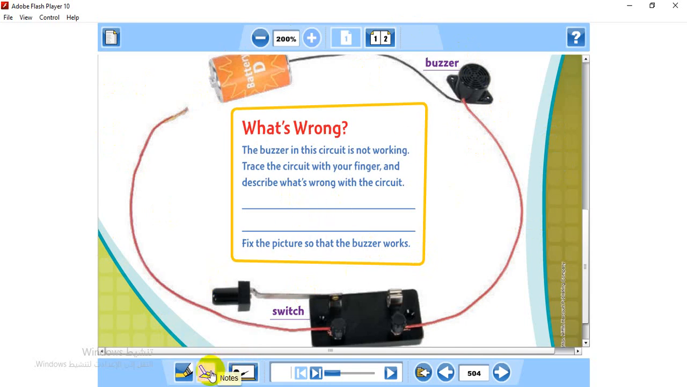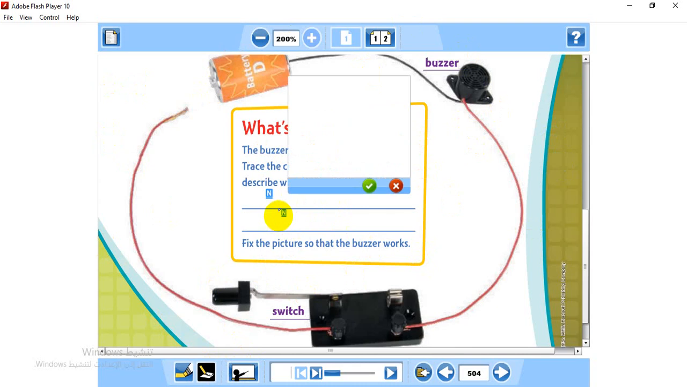Okay, let me answer the question here. What are we writing here exactly? The wire is not connected. The wire is not connected. And what else? If you remember, I told you. And the switch is open.